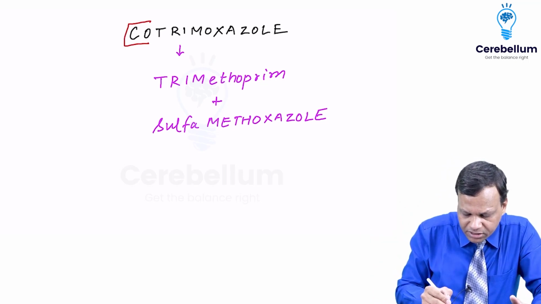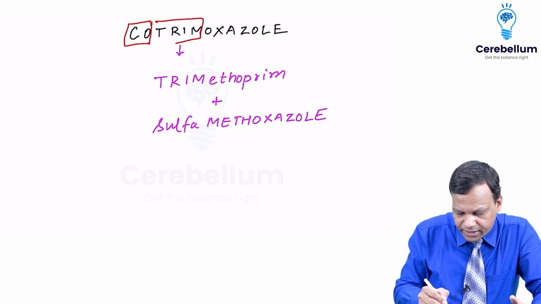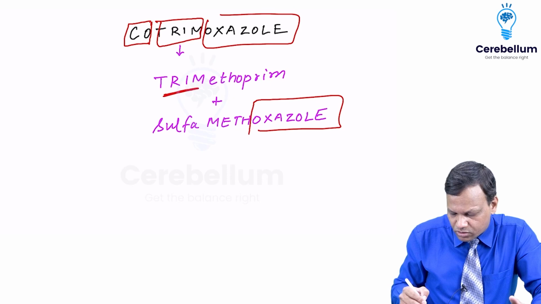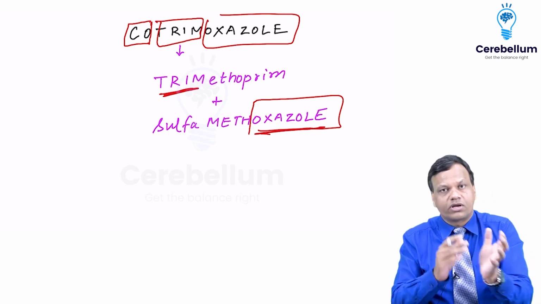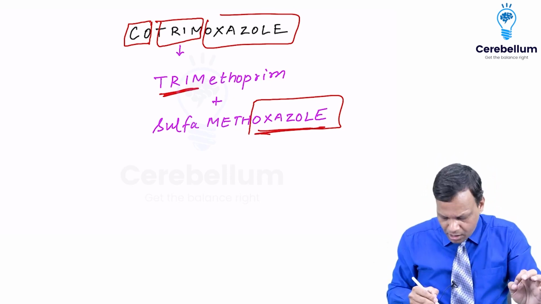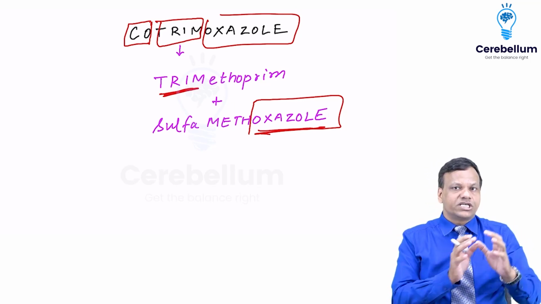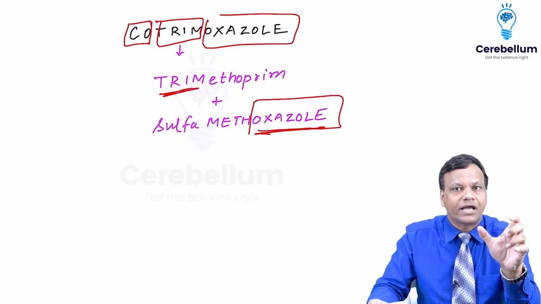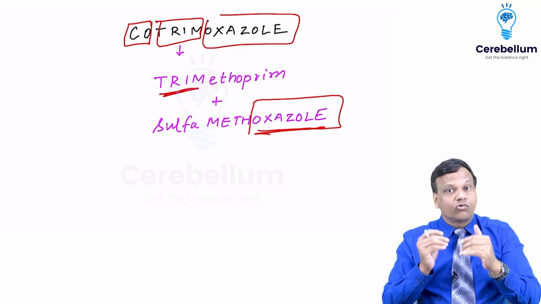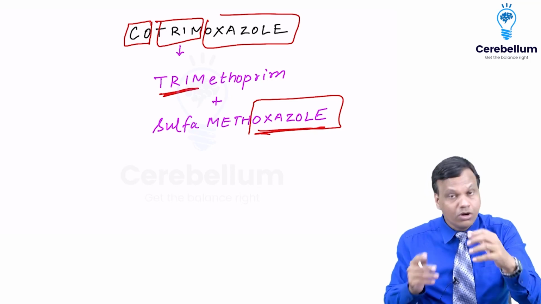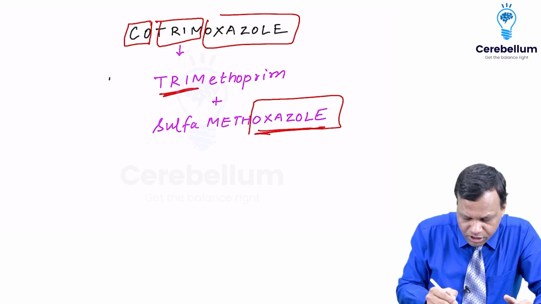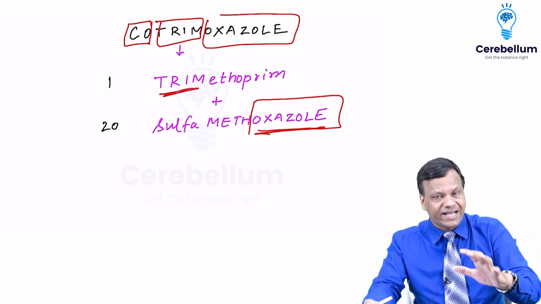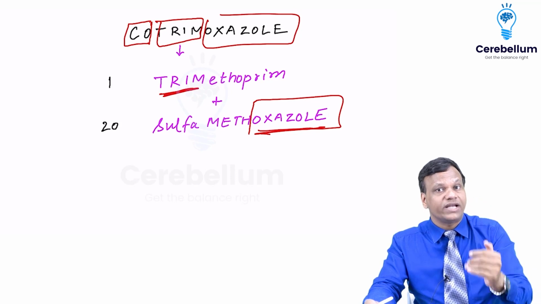that it is a combination of what? Combination of trim with oxazole. Oxazole means sulfamethoxazole. It's a combination of trim with oxazole, cotrimoxazole. Now, when we were testing this combination in the laboratory, we found that the maximum number of bacteria can be killed when they are in a particular ratio. And what is that ratio? The maximum killing occurs when the ratio is 1 is to 20.